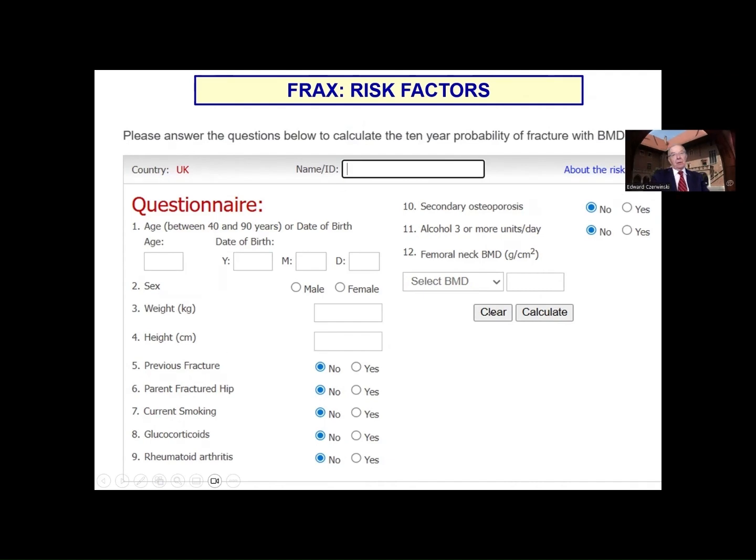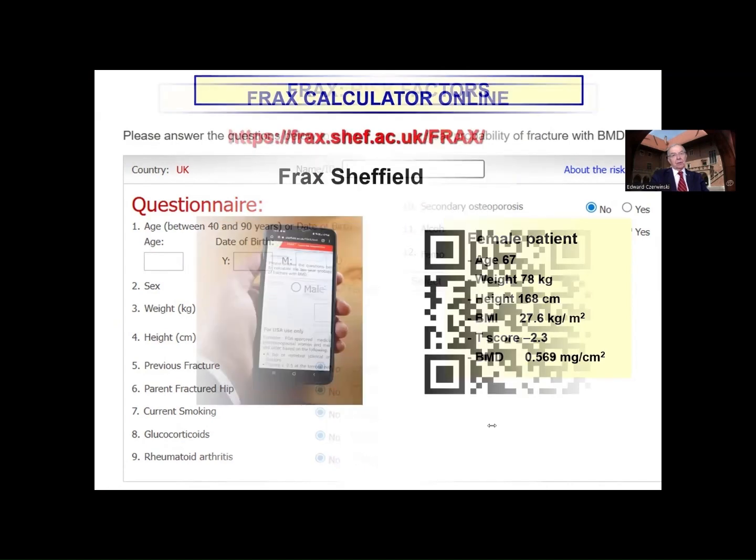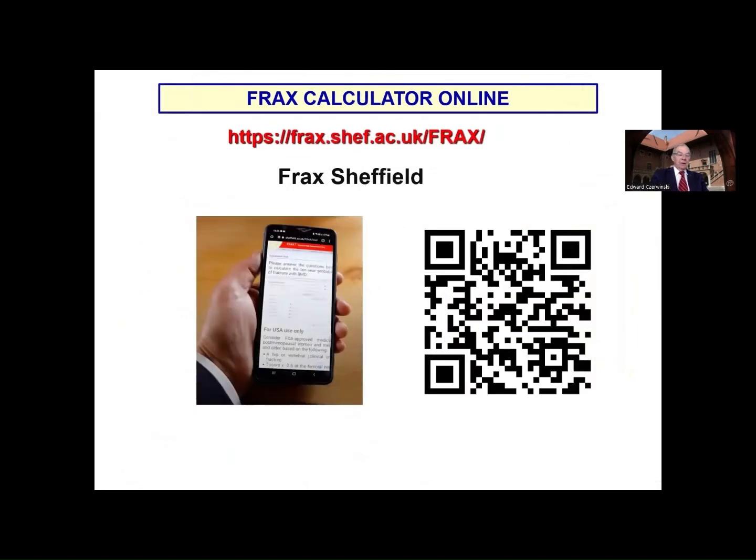We put in and calculate the data for a lady of age 67, weight 78, height 178 centimeters, BMI 27.6, and T-score minus 2.3. That means she has no osteoporosis. I advise you to watch my video so you can log in.